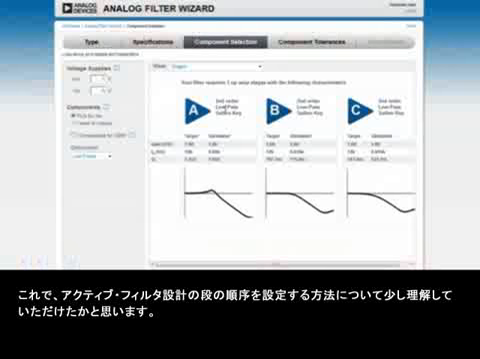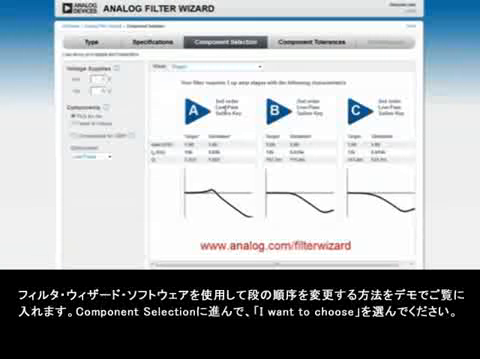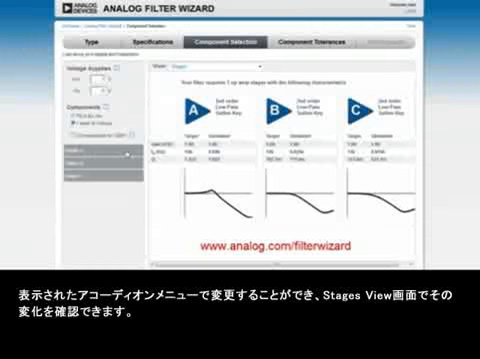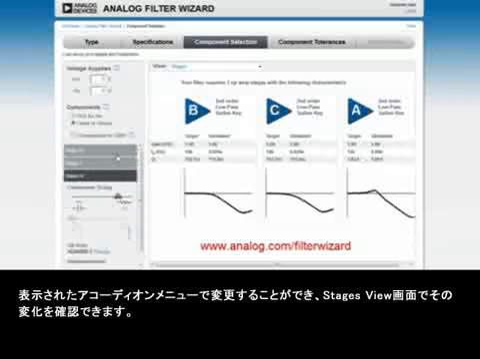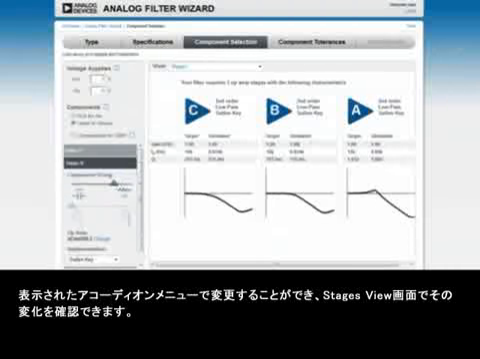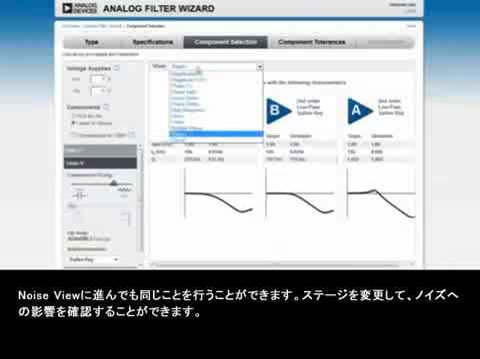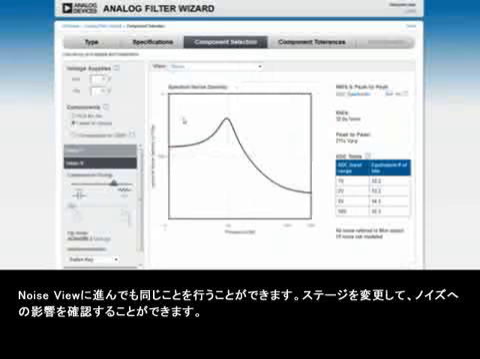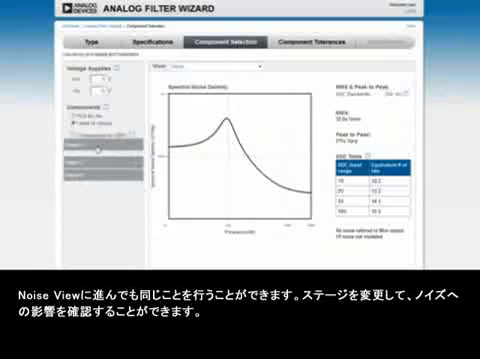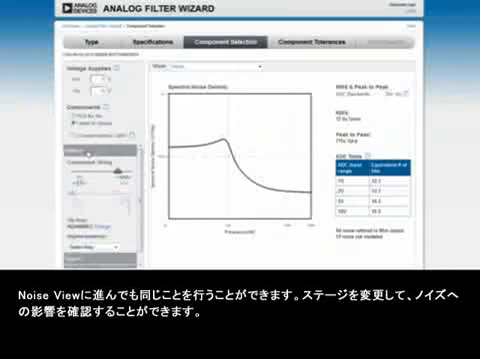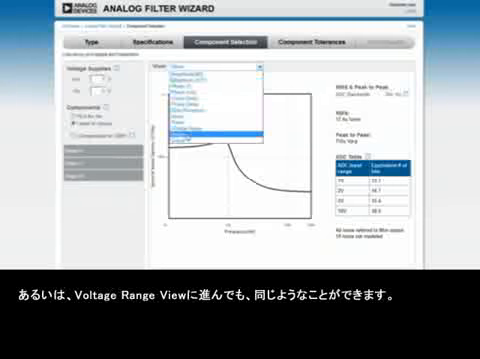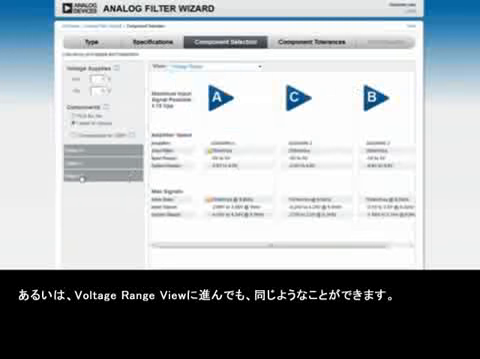Here's a demo of how you can use our Filter Wizard software to change the stage order. Go to the component selection, choose I want to choose, and you've got an accordion here, which you can just change, and you can see how that changes on the screen in the stages view. You can also go to, say, the noise view, and do the same thing, so you can change the stages and see how it affects the noise, or you can go to the voltage range view and do something similar.